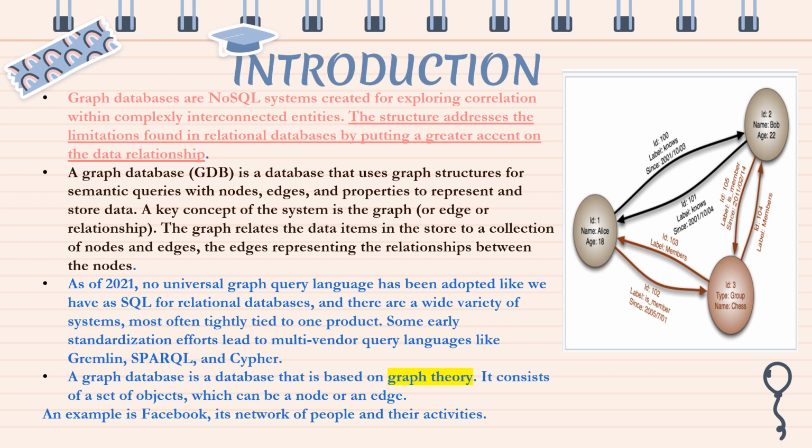This is a database which is based on graph theory. It consists of a set of objects which can be a node or an edge. An example is Facebook, which is a network of people and their activities.